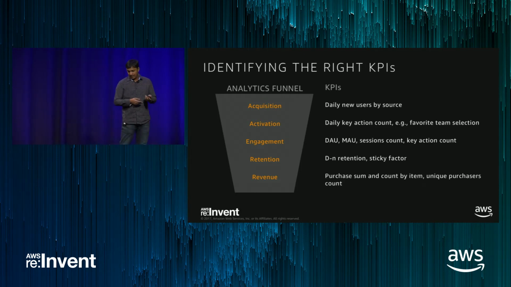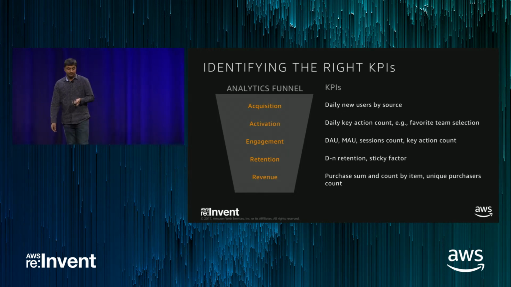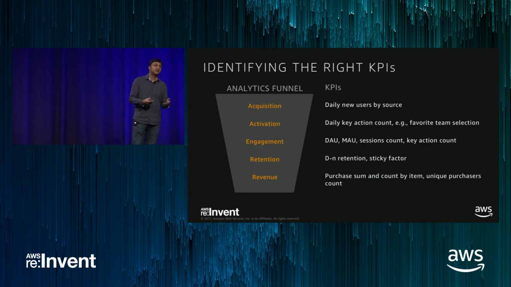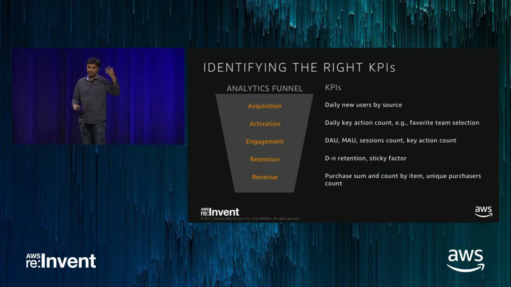And then finally, there's revenue. These KPIs, again, should be fairly obvious. You track purchase sums, purchase count. You also want to track unique purchasers. And a lot of developers take that one step further. They also track things like churn rate of payers. Now, if some of your applications have a subscription model for revenue, that's a very important metric. How many of them are subscribing again in the subscription cycle?